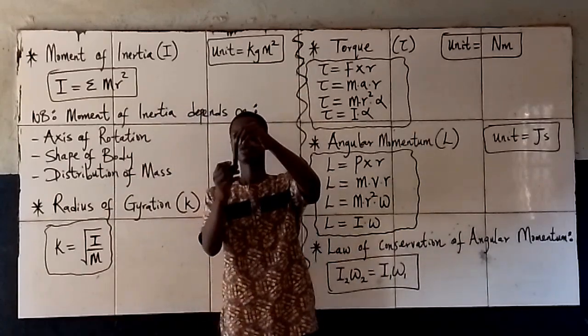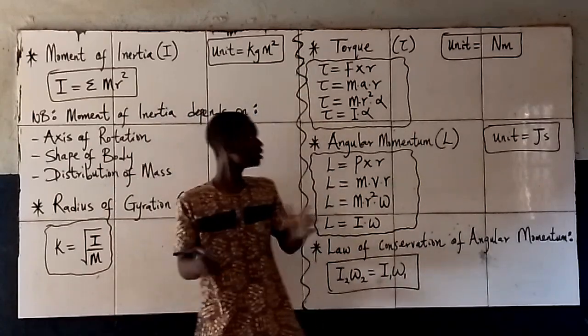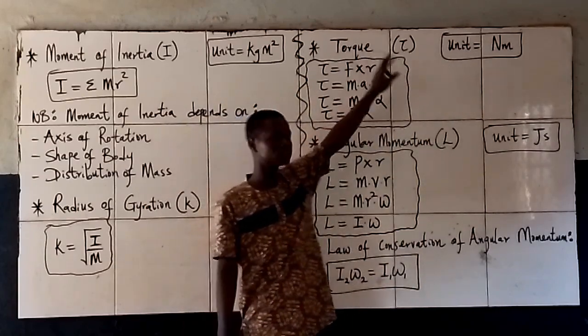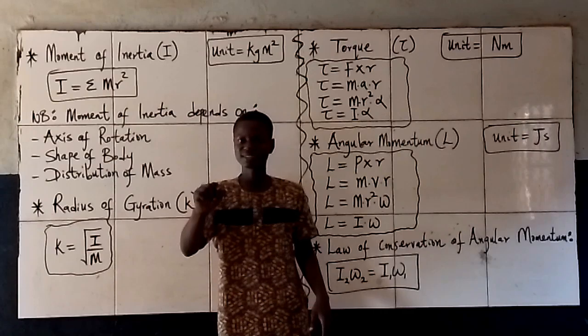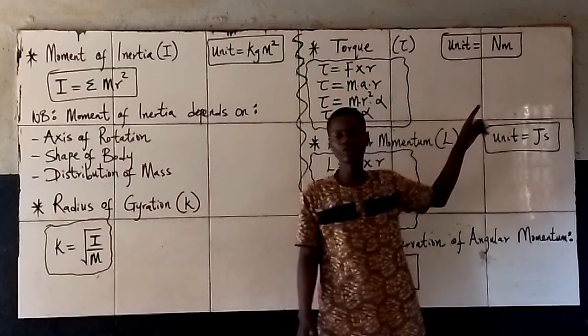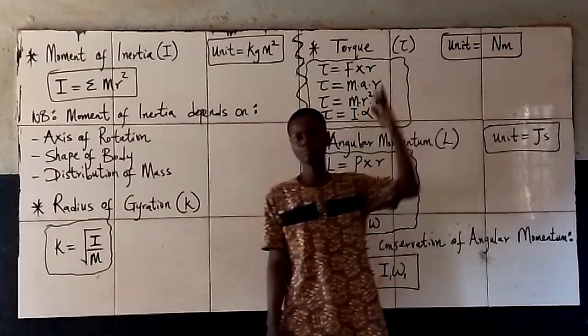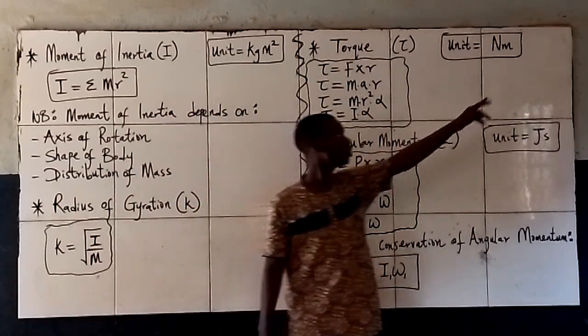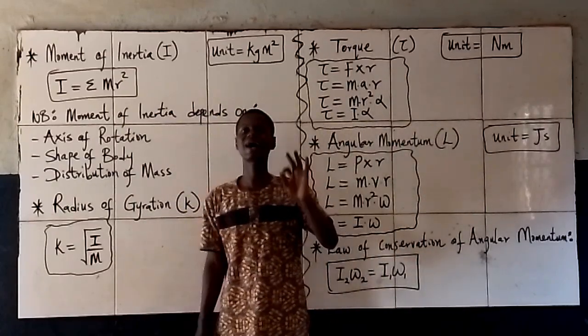Toppling over is called torque in rotational motion, and the symbol for it is this form of T, and the unit for it is Newton meter. So when you finish finding the value for torque, always attach Newton meter as the unit.